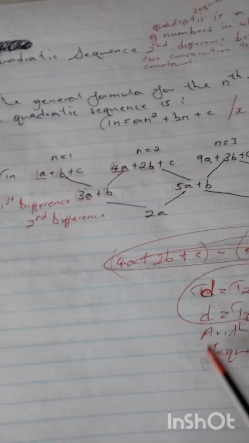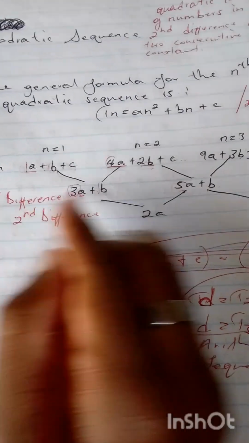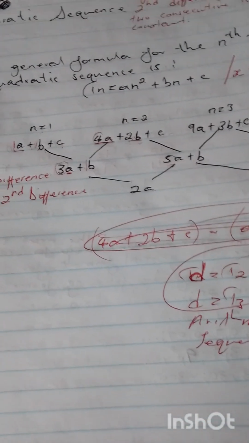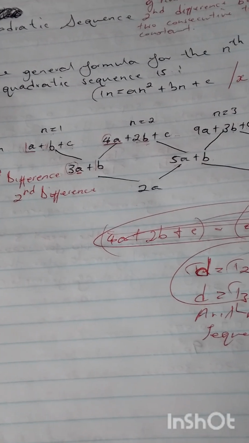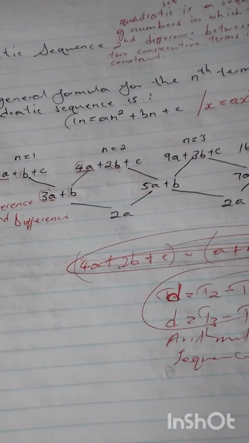Then we come again, ladies and gentlemen. We come to this one and this one. This is the first difference. Remember, in quadratic sequence, we have two differences. The first difference, which does not have any consistency. The second difference, which has consistency.